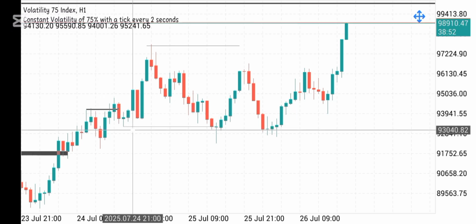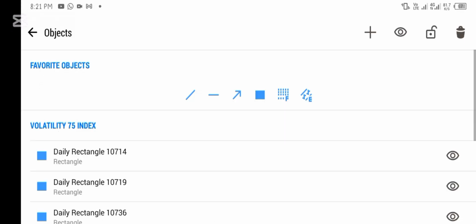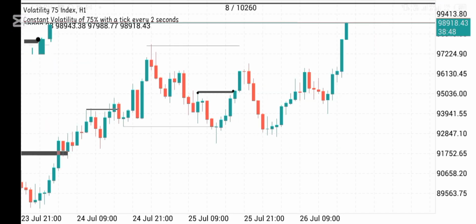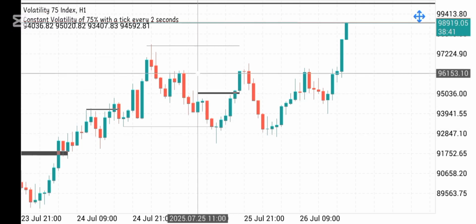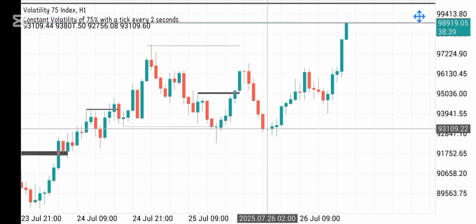So I have the structure break here. Here's my break of market structure. You can see it. The market broke it, and we had a retracement back into this particular zone.